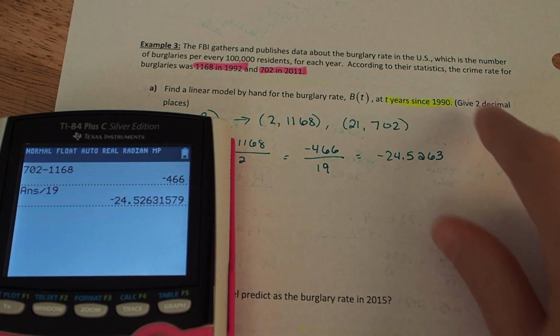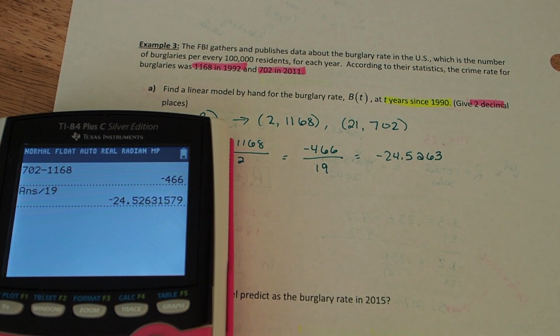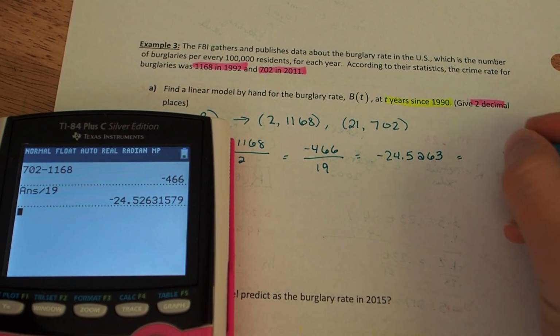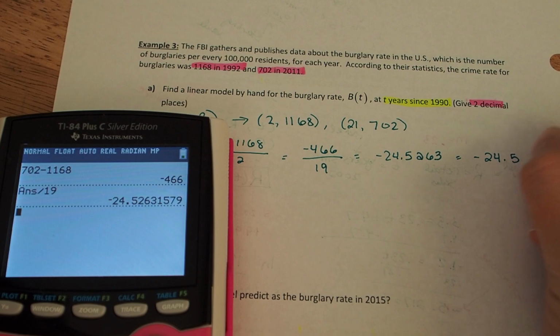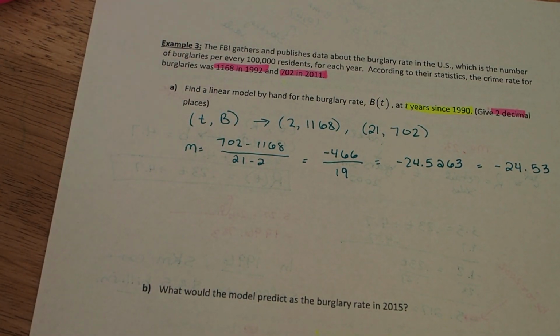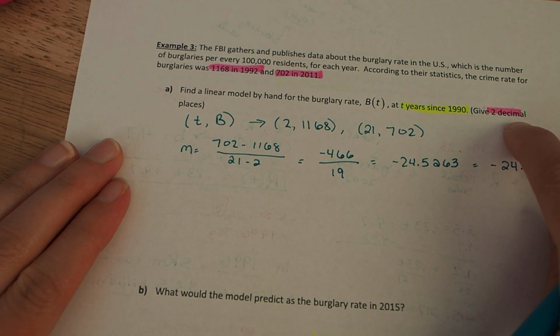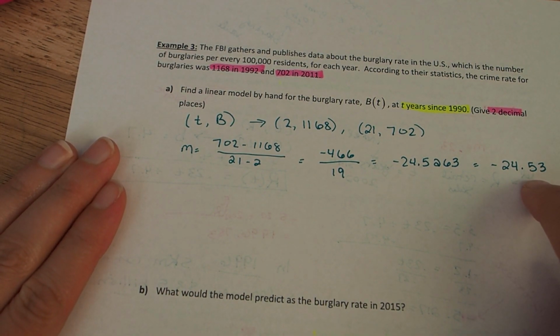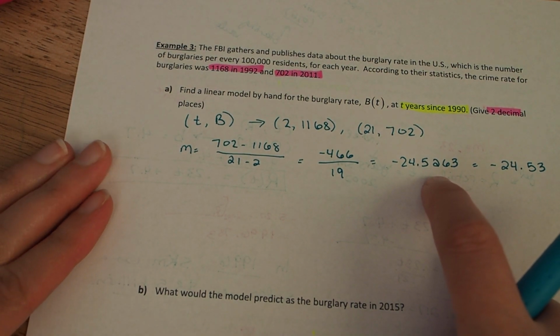Usually I keep 4 decimal places. However, this model says it's okay to give 2 decimal places, so I'm going to round down to 2 places. If it's not specified, 4 is a good number of places to keep. Down to 2 places, it's negative 24.53. Now, I do want 2 decimal place accuracy in my final answer, so I'm actually going to use all 4 while I'm trying to find the b of the model.